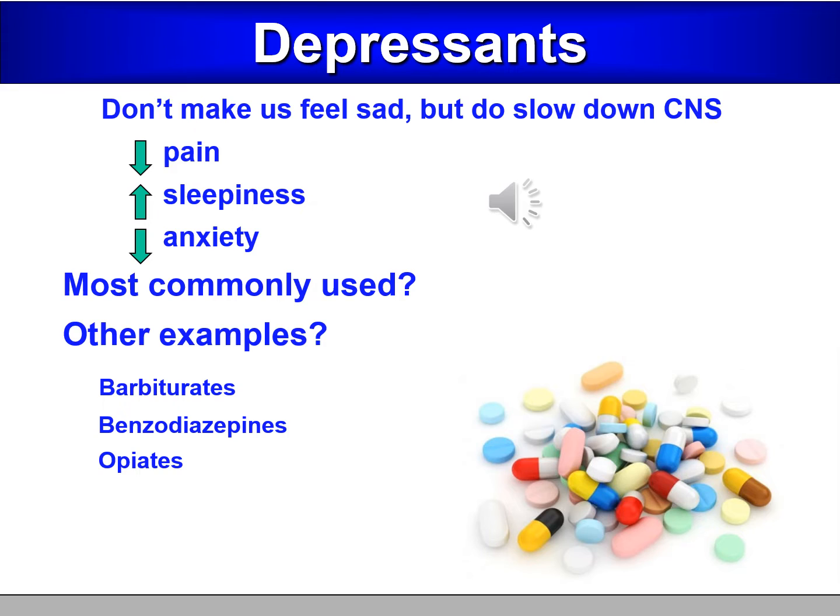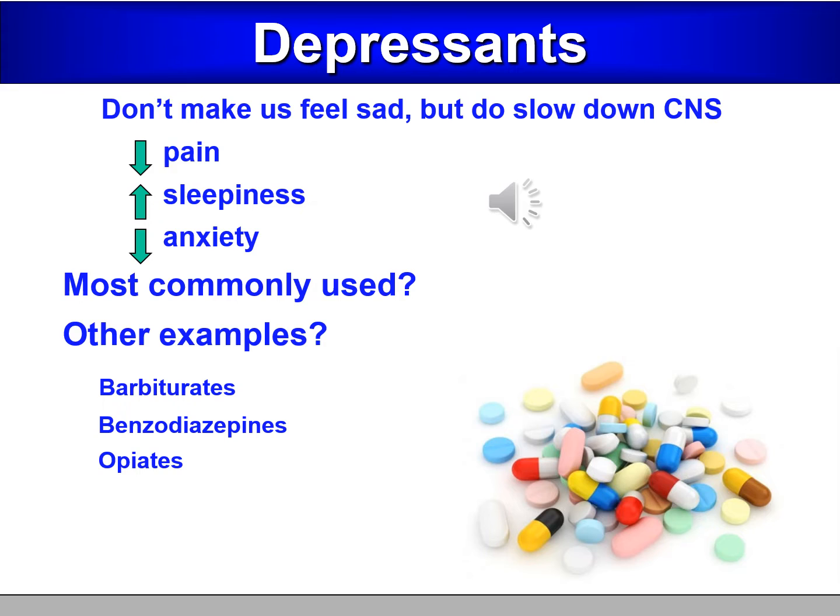So they slow down the functioning of the central nervous system. In this process, they reduce pain. So one might be doing a little self-prescription, or one might get a doctor's prescription for their painkilling properties. They also increase sleepiness, which might be good or bad depending on why you're taking the medication. They also reduce anxiety. So if a drug has these three features, it is a depressant class drug.